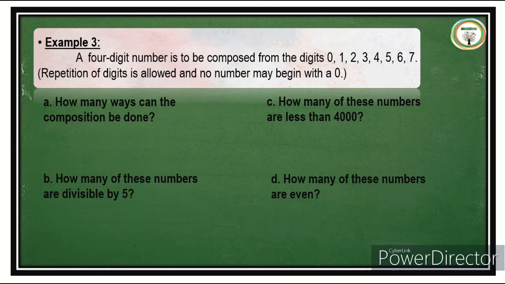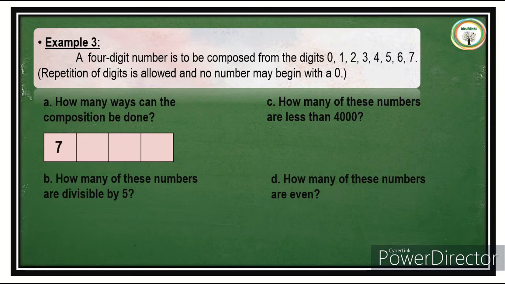So in our problem, the condition is repetition of digits is allowed, pero hindi pwedeng magsimula sa 0 yung ating 4-digit number. Okay, so let's have letter A. How many ways can the composition be done? So on the first digit, hindi tayo pwedeng gumamit ng 0, kaya ang choices natin ay from 1 to 7. So therefore, ang ilalagay natin dito ay 7.